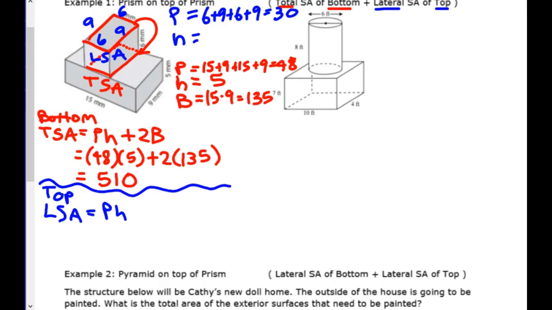Now, does anyone see the height of the top prism? It is 6, right? So that one's already there. Once I have P and H, what do I do with P and H? Just multiply, right? So that's what I'm going to do down here at the bottom. P times H, 30 times 6 is 180. So we did this. So, question?